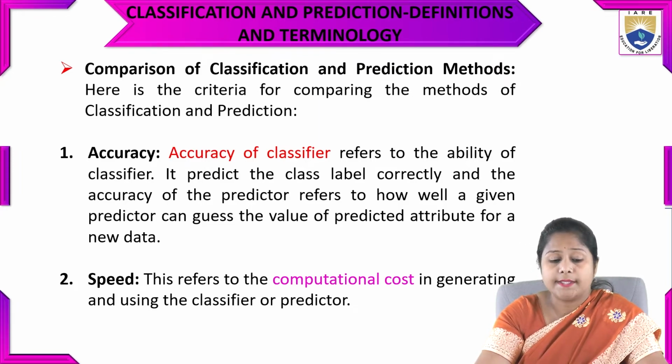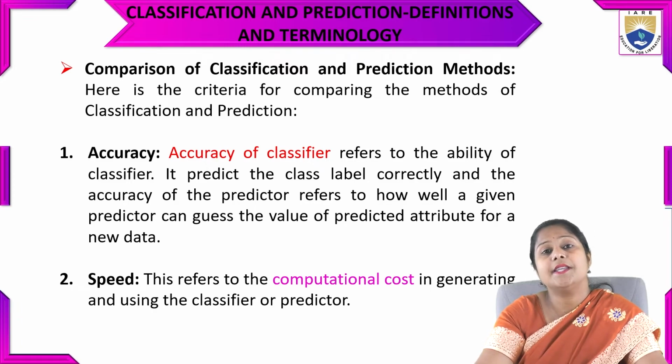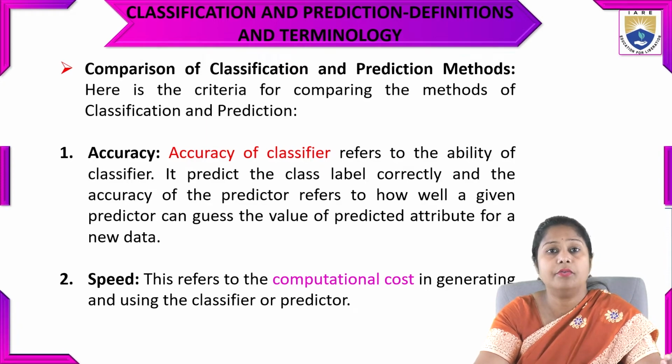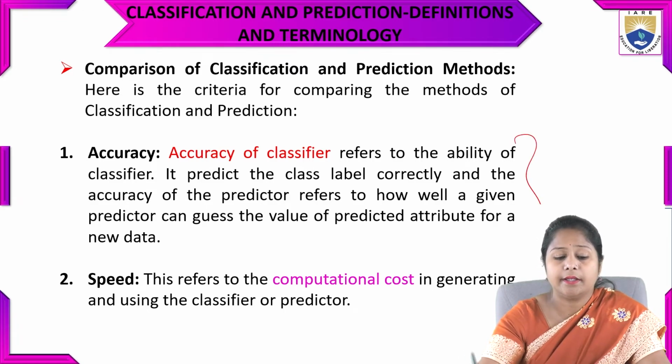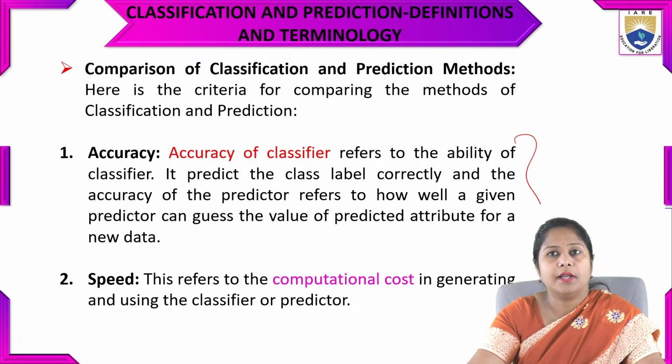On the basis of accuracy of the classifier, that is going to tell about the ability of the classifier, how well the classifier is classifying things, predicting the class labels correctly. And the accuracy of the predictor refers to how well a given predictor can guess the value for the predicted attribute of new data.